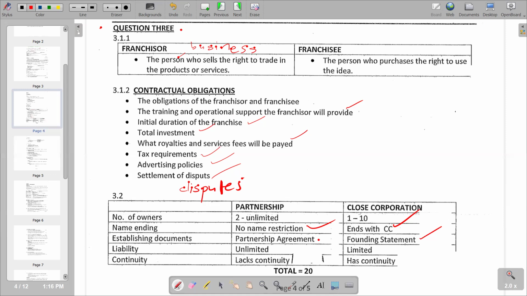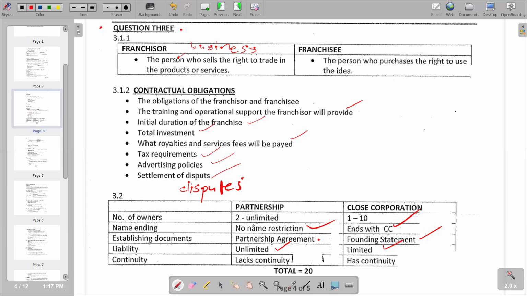Then we've got liability. Under partnership, we've got unlimited liability. What we mean by limited liability is that the assets of the owners of the business are not taken to settle debts of the business. Unlimited means the assets of the owners can be taken to settle debts of the business. So we've got unlimited under partnership, then limited under close corporation.